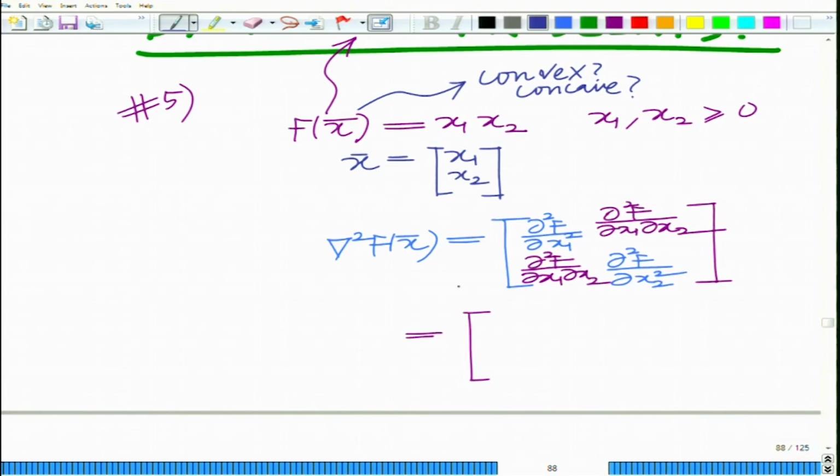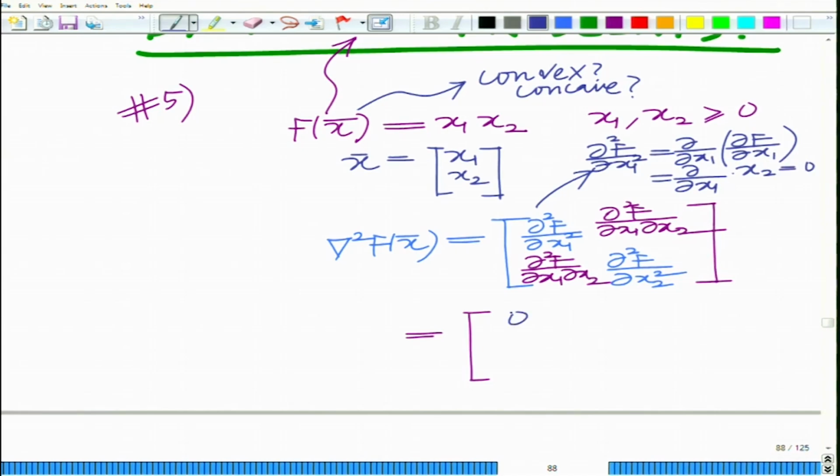If you look at this, partial with respect to x1 is x2, partial with respect to x1 of x2. So, you can evaluate this as follows: second order partial with respect to x1 is partial with respect to x1 of partial with respect to x1, but partial with respect to x1 is x2. So, this is partial with respect to x1 of x2, which is 0. So, you can see this is 0. Partial with respect to x1 x2, you can see this is 1. Second order partial with respect to x2 is also 0.